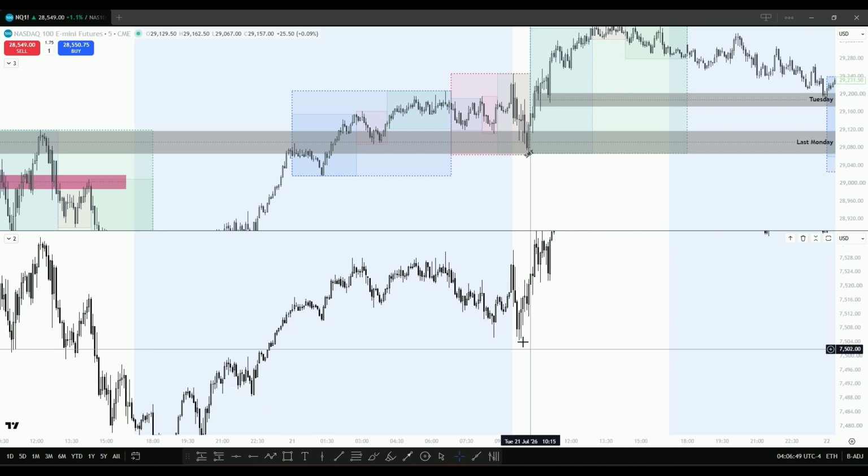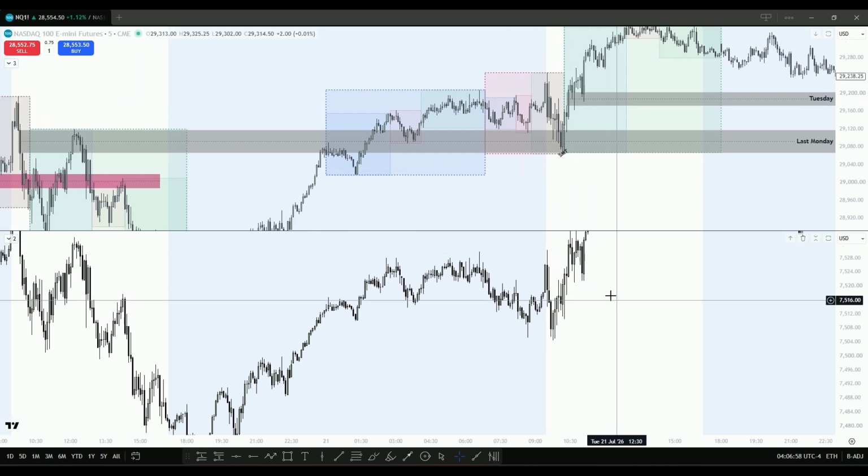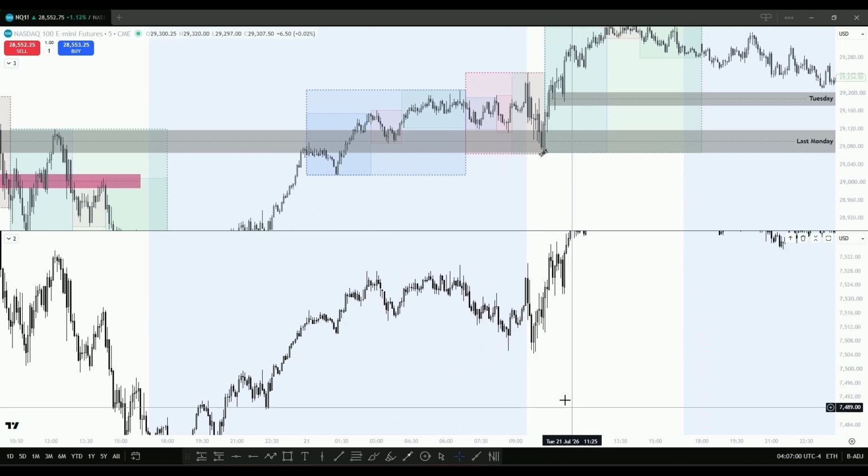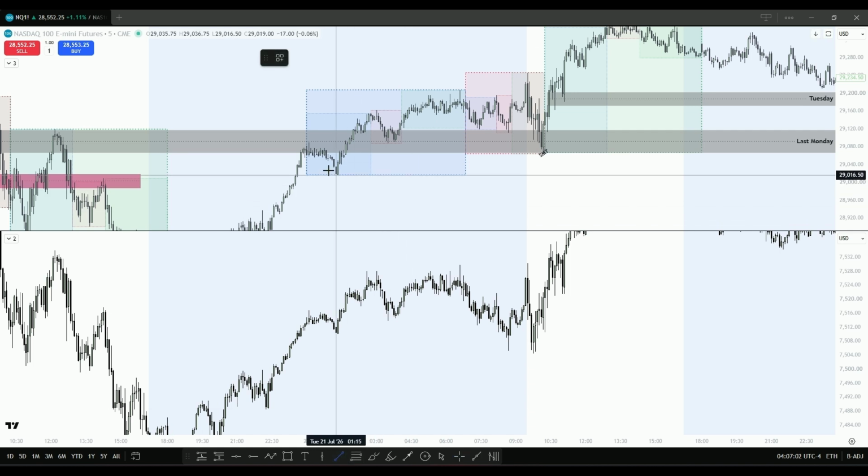A tiny little SMT here between the end of this manipulation cycle and the beginning of New York. This is not visible on a 5-minute chart, but it's there on the 1 minute. And also what you can see is an SMT here between the morning accumulation and the end of manipulation and beginning of distribution cycle. Okay, that's here.